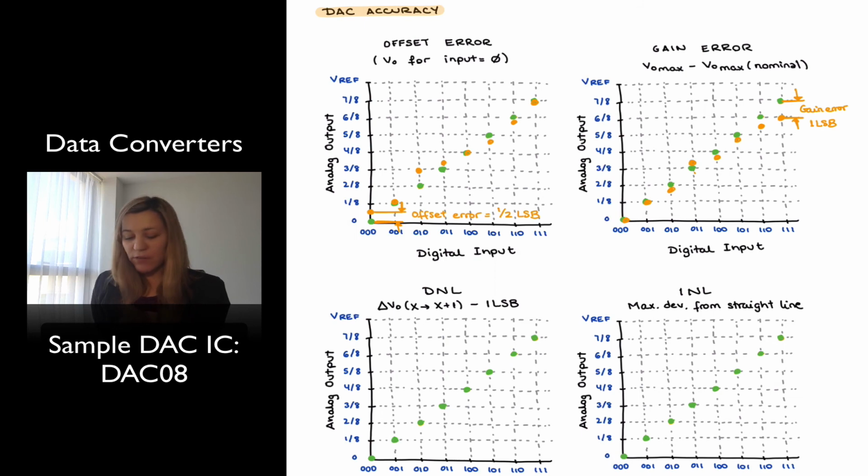Now, in terms of the differential nonlinearity, the DNL, notice I have said it is the difference between the changing output voltage, delta V out, for an increase in digital input code. So you go from a digital input of state X to X plus 1. The difference between the changing output voltage and one LSB. And so, again, I expect that for every change in input code, I will get an output increase of exactly one LSB. That's what the ideal set of data points represented in green there represents.